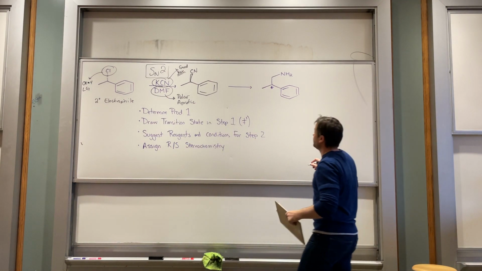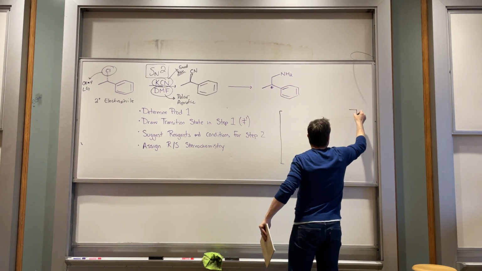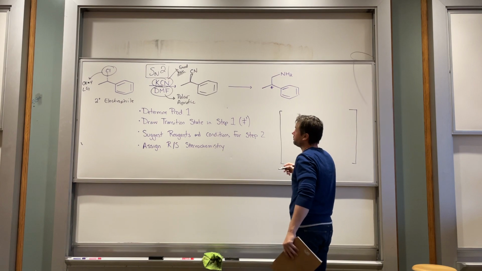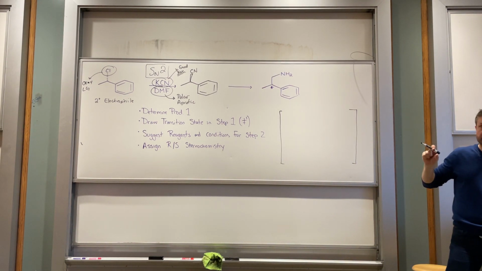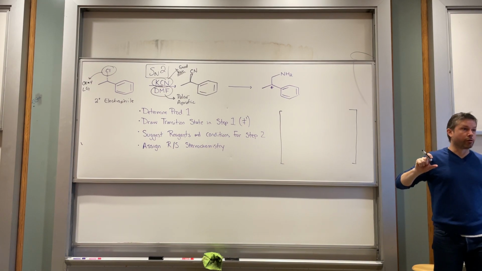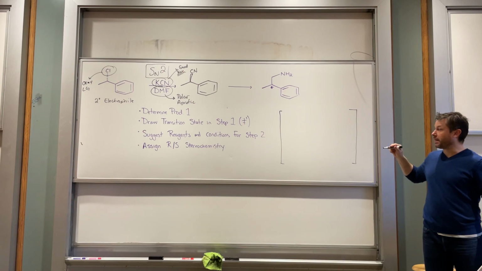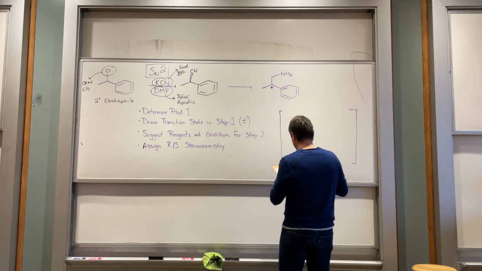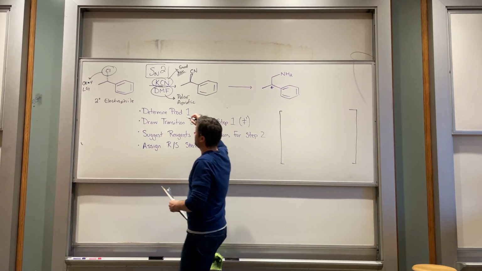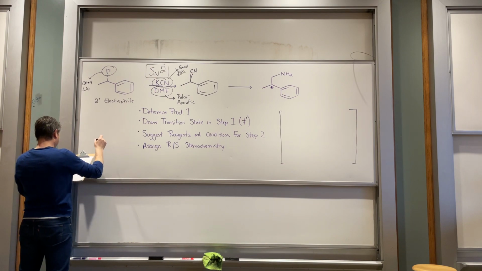Okay, draw the transition structure. So remember, the transition structures just show the bonds that are being made and bonds that are being broken, right? And then any charges that are disappearing, charges that we are losing going from the starting material to the product, or any charges that are being formed as we go from the starting material to the product. Right, so I'm going to redraw my starting material in a slightly different way.